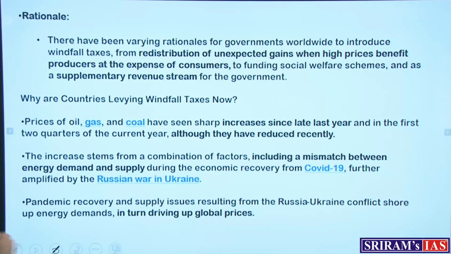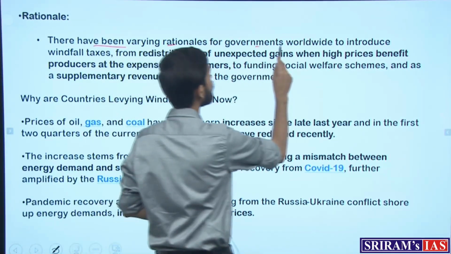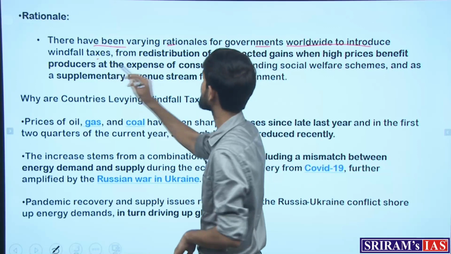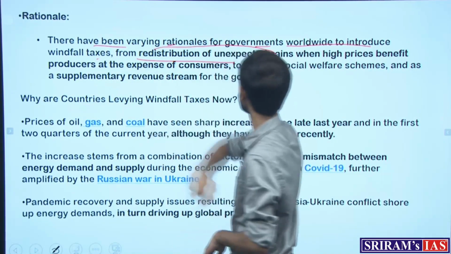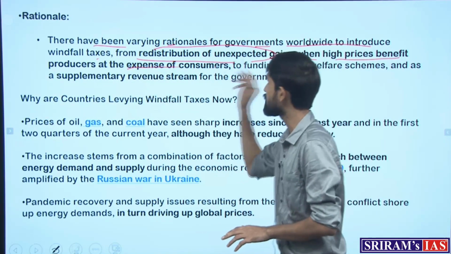The rationale given by the government is that there have been varying rationales for governments worldwide to introduce windfall taxes, from redistribution of unexpected gains when high prices benefit producers at the expense of consumers.